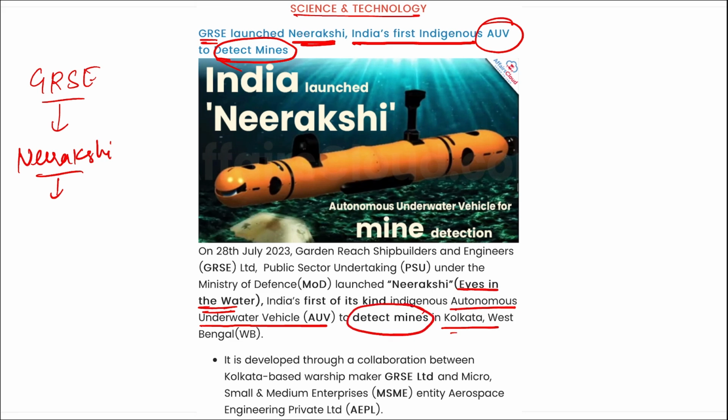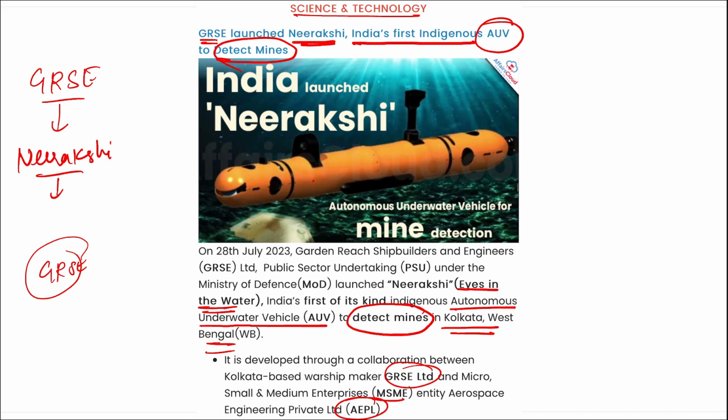Where was this launched? It was launched in Kolkata, West Bengal. Now the question is, who developed it? It was launched by GRSE, and it was developed by GRSE only, correct? GRSE and your MSME entity Aerospace Engineering Private Limited together developed this Nirakshi, India's autonomous underwater vehicle, that is eyes in the water.